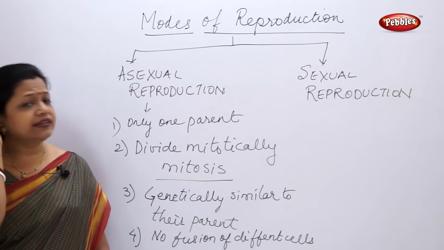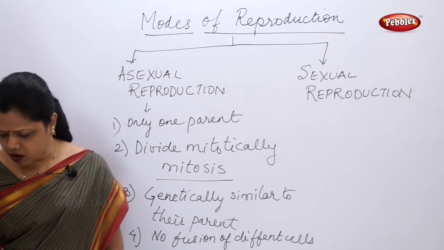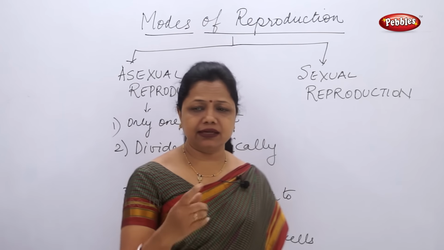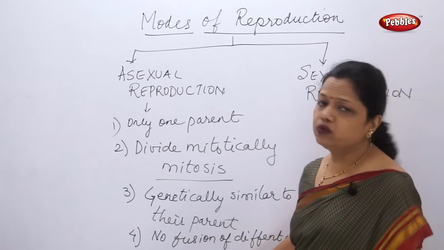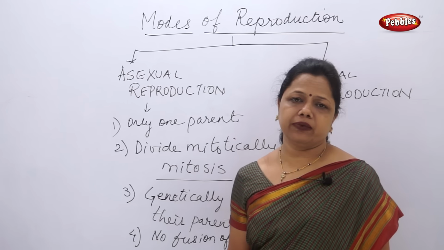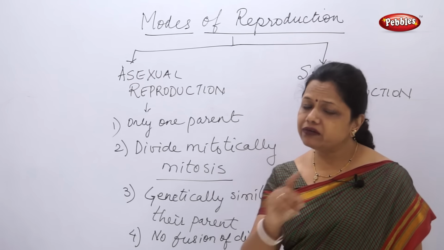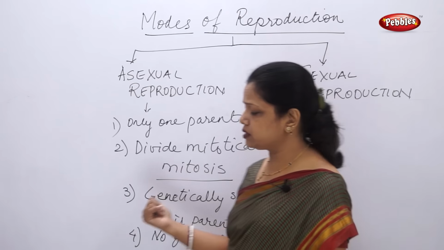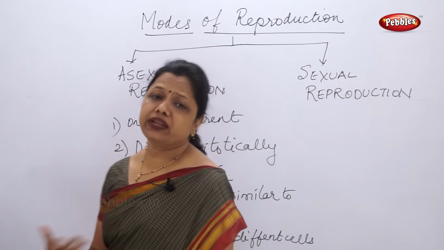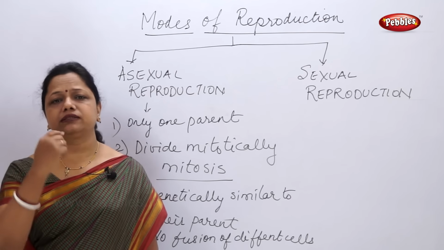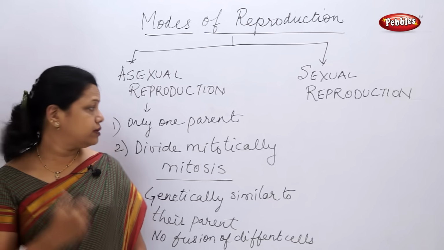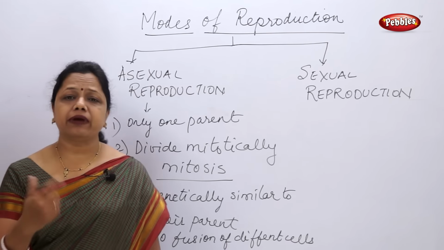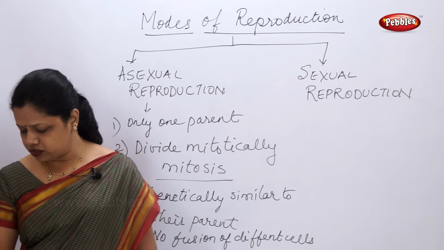Now, what can be the disadvantage? The lack of genetic variations. As I said, when there is no fusion, no variations come into the picture. So the disadvantage of asexual reproduction is that no variations are possible in this type of mitotic division, that means mitosis. There is no variations possible.